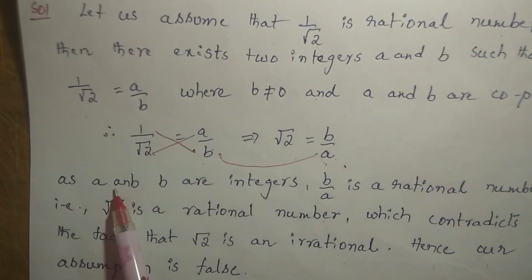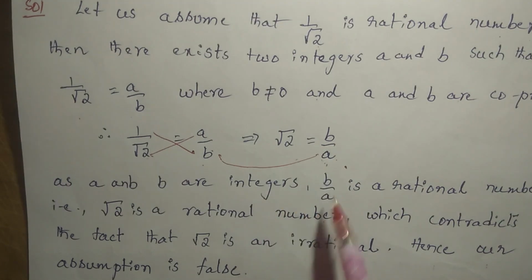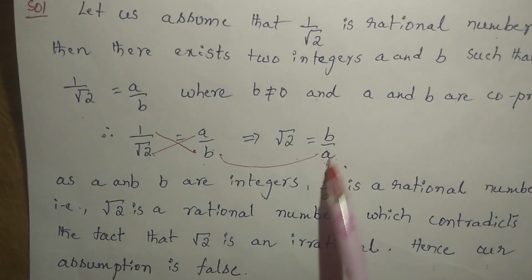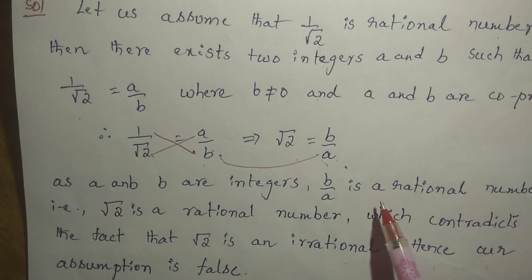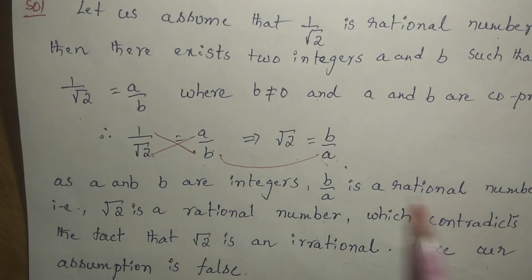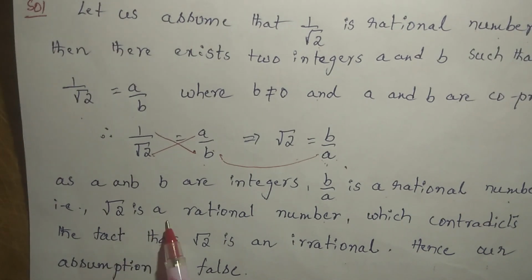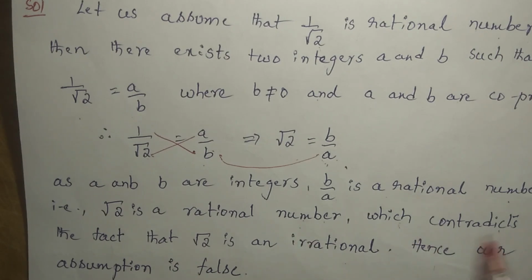Here, as a and b are integers, b by a is also a rational number. If a, b are integers, then b by a is in fractional form, and then it is called a rational number. That is, root 2 is a rational number, which contradicts the fact that root 2 is an irrational.